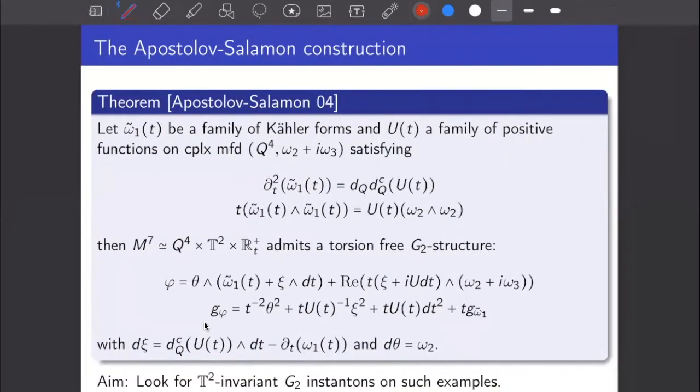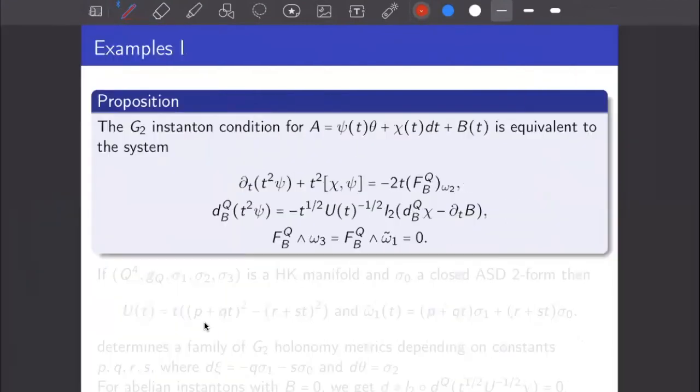So this naturally motivates the search for T2-invariant G2 instantons on the Apostolov–Salamon space. So what we should expect is that one should be able to rephrase the G2 instanton condition in terms of a system of PDEs on the complex 4-manifold Q4. So here's a proposition. Suppose we have a G2 instanton A of the following form. Here psi and chi are Higgs fields on the 4-manifold Q4, depending on t. So these are sections of the endomorphism bundle associated to the gauge group. And B here is a family of connection forms on Q.